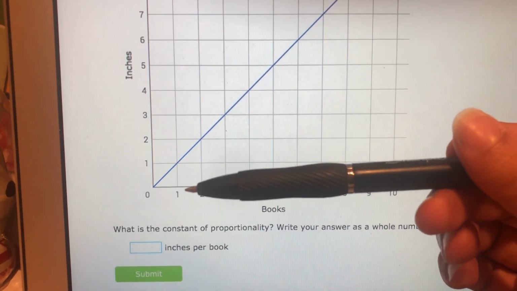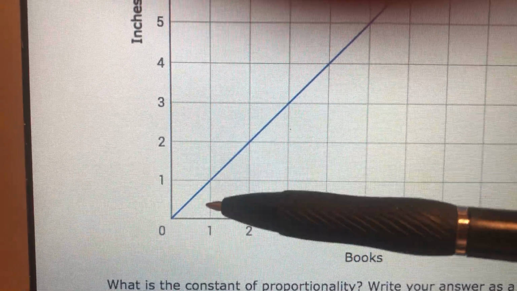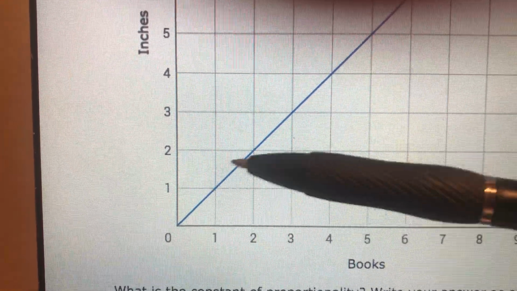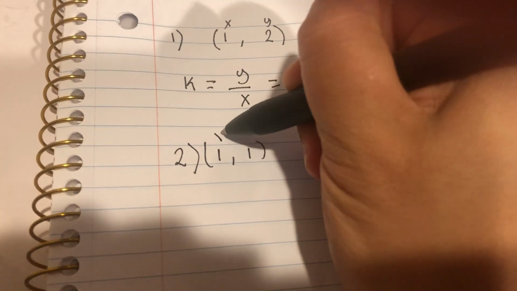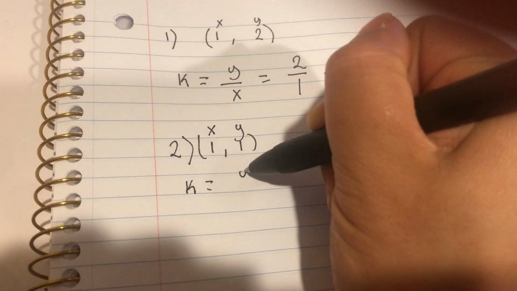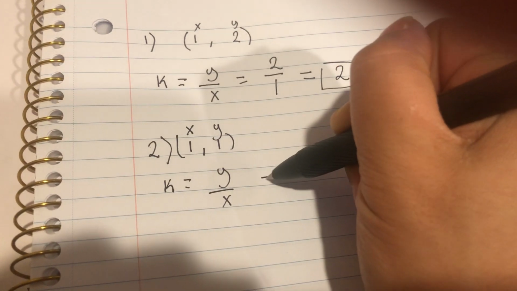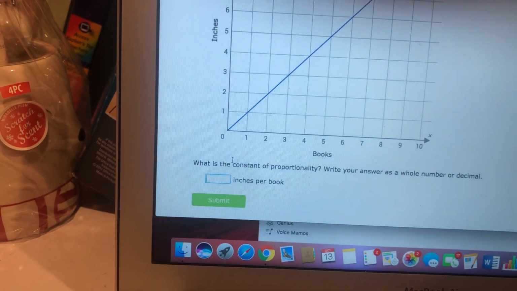Okay, so the first point I see is 1 over 1. So easy, right? 2 over 2. We have all of these points, but I'm going to choose the smallest one because that's the closest to my constant, or my unit rate. So my point is (1, 1). That means 1 is x, 1 is y. So here we have k is y over x, which equals 1 over 1, which clearly equals 1. So the constant of proportionality here is just 1.